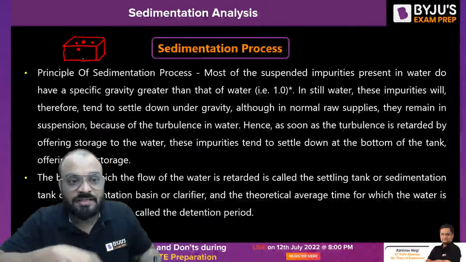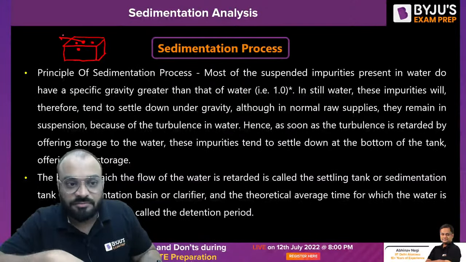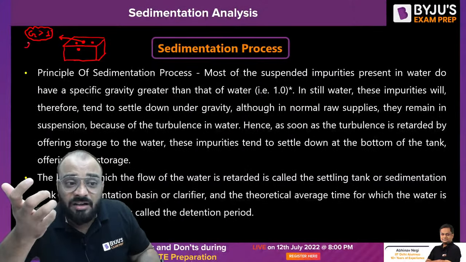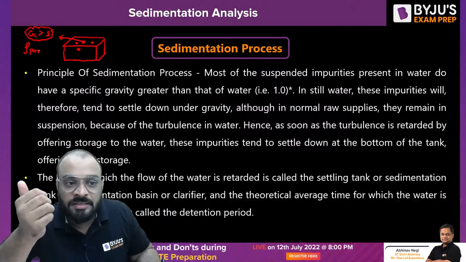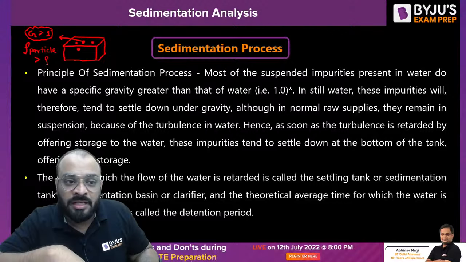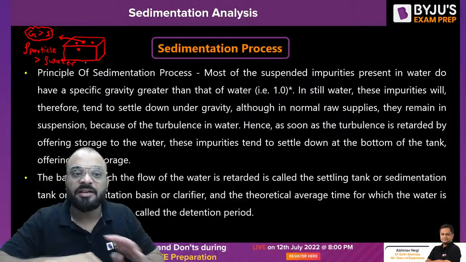Correct? So can I say that guys, the first condition of sedimentation is that the particle specific gravity should be greater than 1, or you can say that the density of the particle should be greater than the density of water, then only the particle will settle in the tank, otherwise it will not.